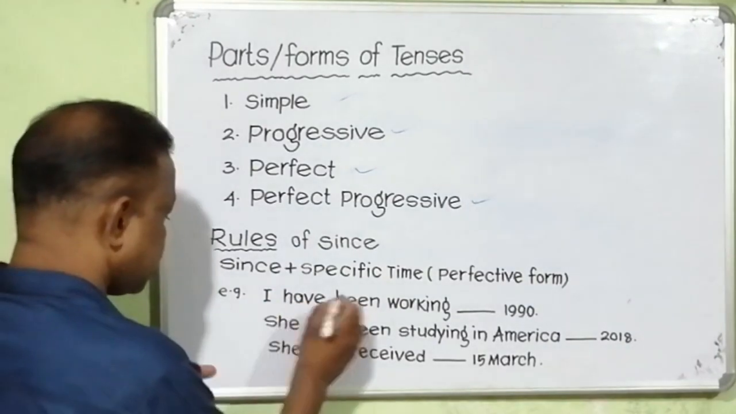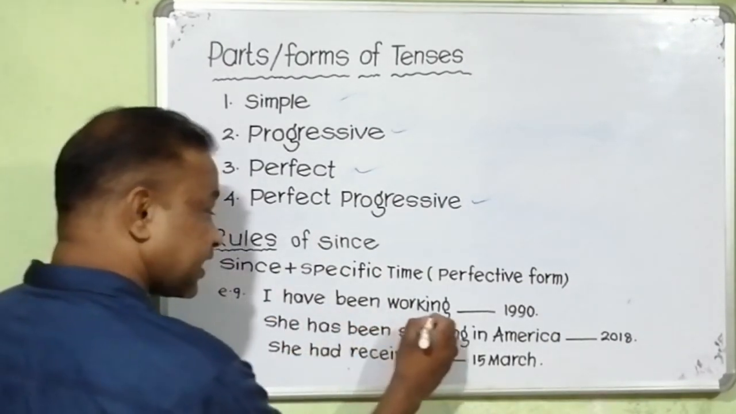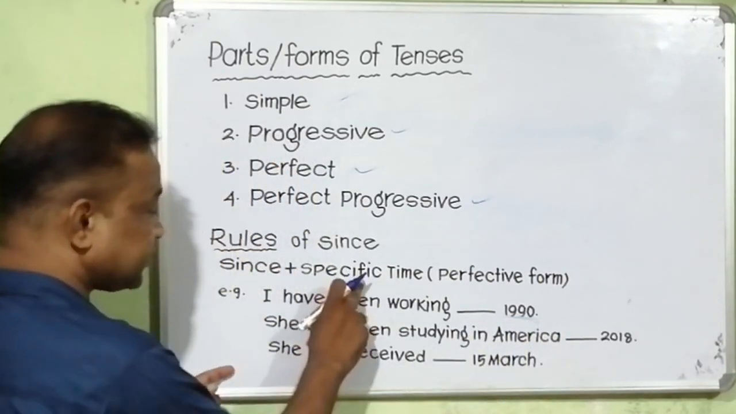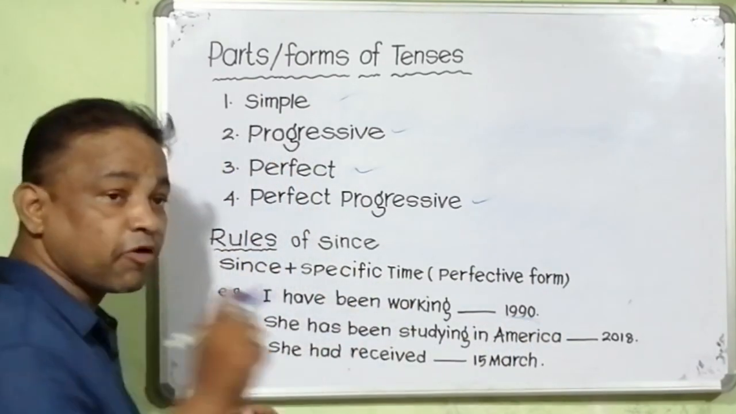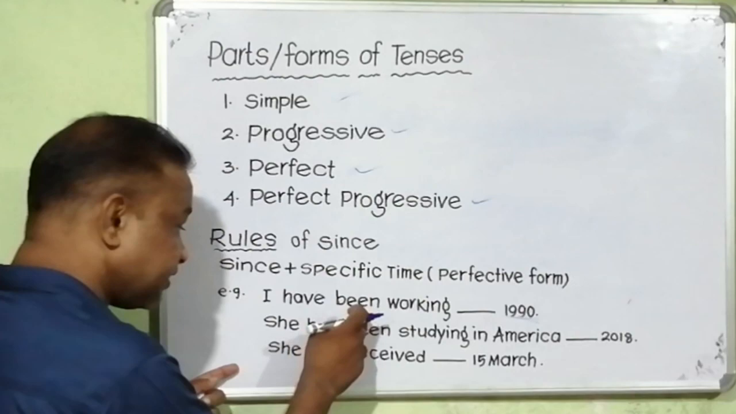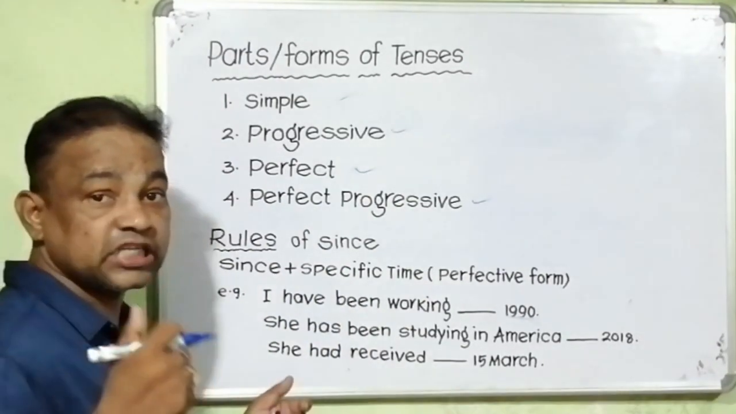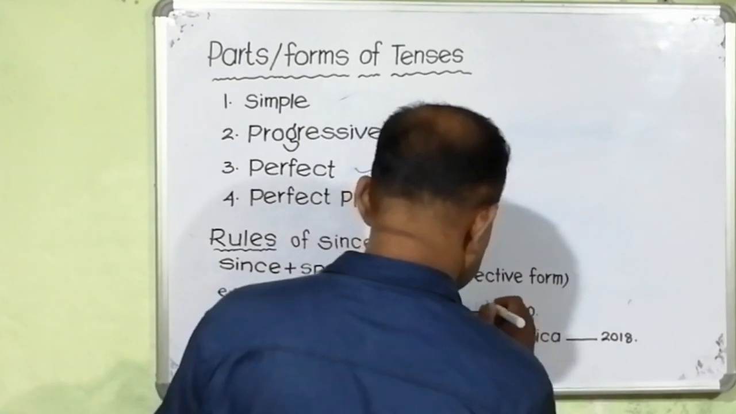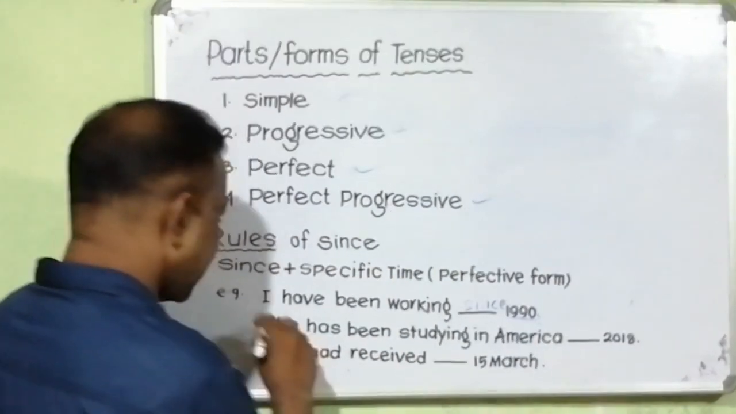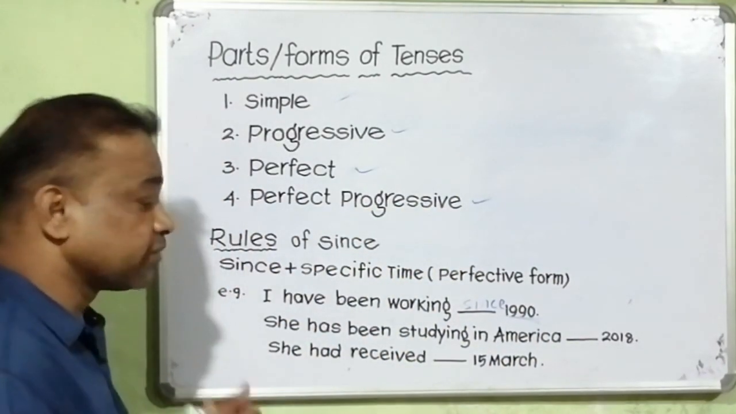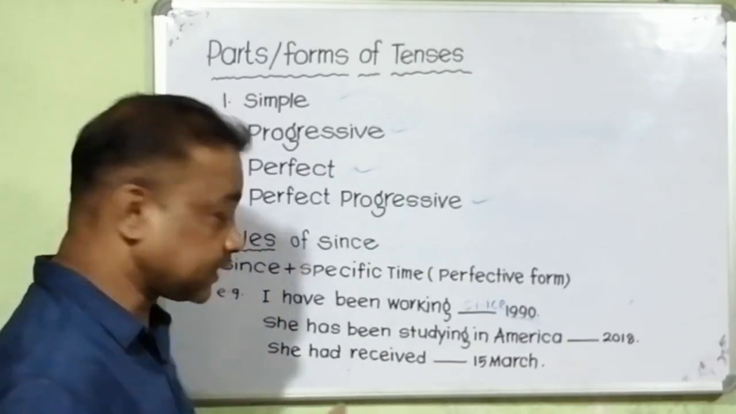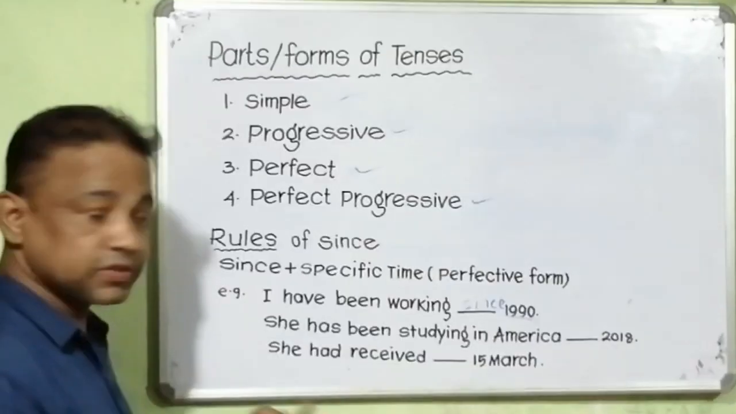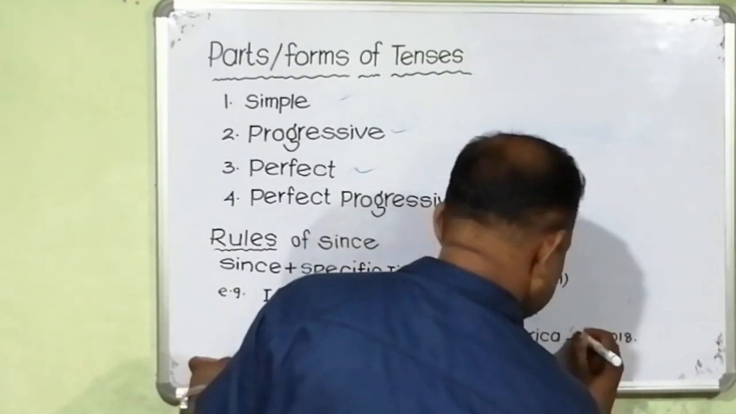Let us know the examples. I have been working since 1990. This one is a specific time, right? The sentence is in the perfective form. Perfective form means here it is in the perfect progressive form. So we have to use since here. Next, she has been studying in America since 2018. Specific time and perfect progressive form. So you have to use since.